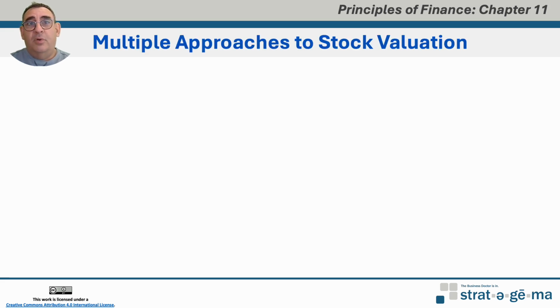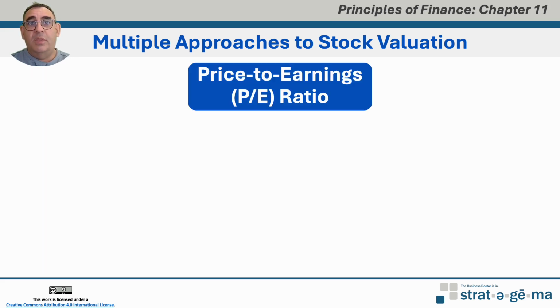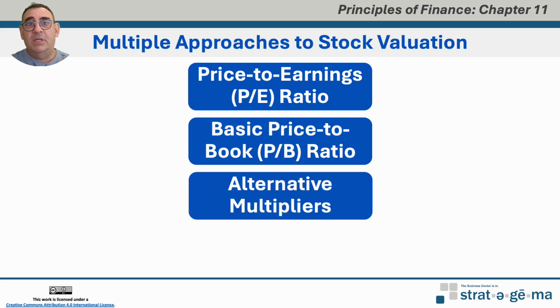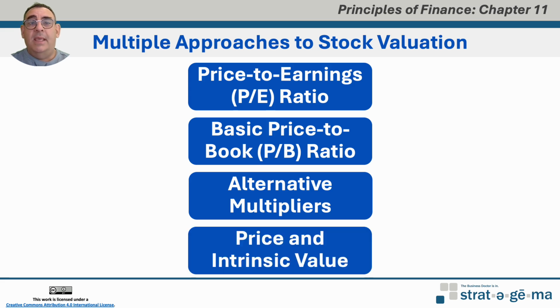So for multiple approaches to stock valuation, there are 4 sections here. We're going to start with the price to earnings or PE ratio, which is a major, very commonly used ratio. Then we'll look at the price to book ratio or PB ratio, and then briefly discuss some additional multipliers that are used for stock and firm valuation, and then close out with a discussion on price and intrinsic value.